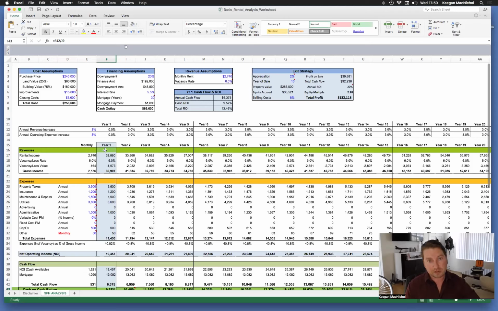So the way this is built is that it auto populates all this, right? So what you may want to do is copy that and paste it into year 2, and overwrite this. I'm going to put in year 2 what you would call your pro forma rent. So that's what you think you can achieve, right? 32,880.